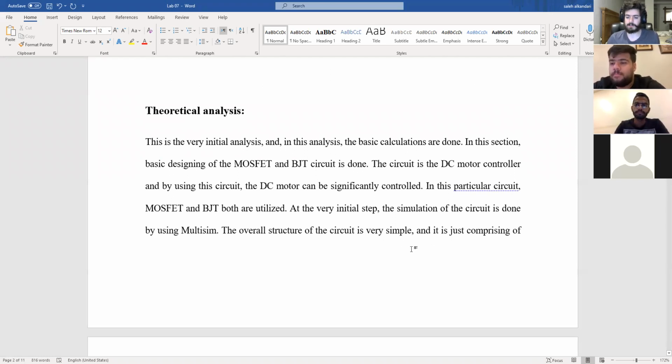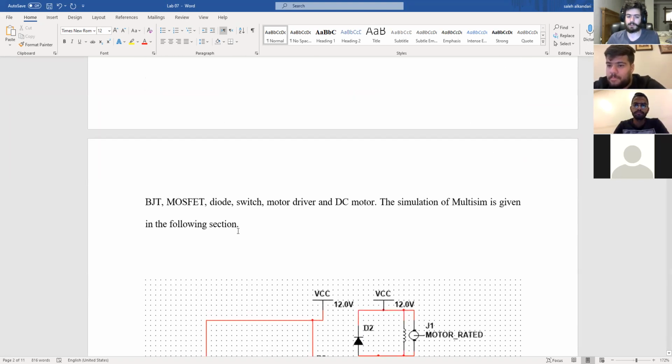At the very initial step, the simulation of the circuit is done by using Multisim, and the overall structure of the circuit is very simple. It comprises just a BJT, MOSFET, diode, switch, motor driver, and DC motor. The Multisim simulation is given in the following section.